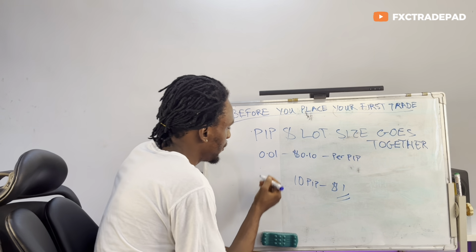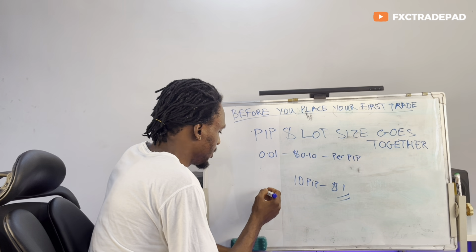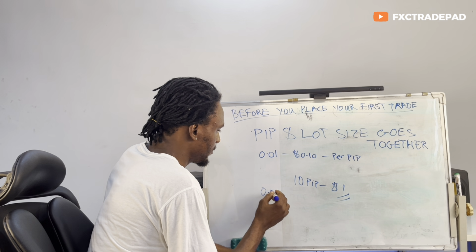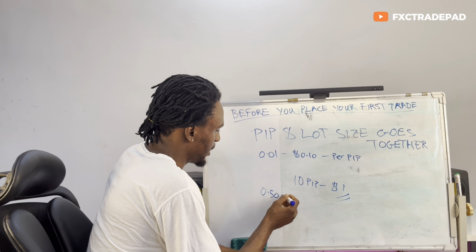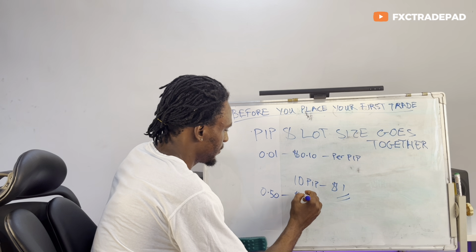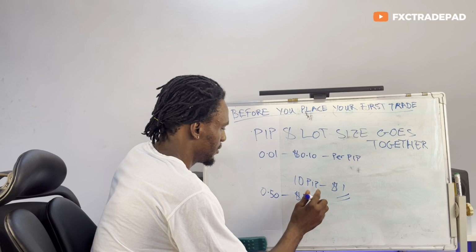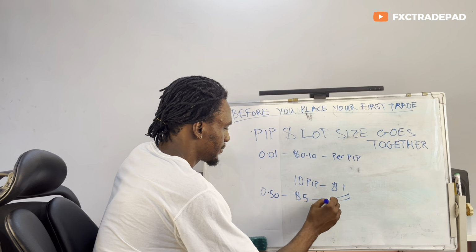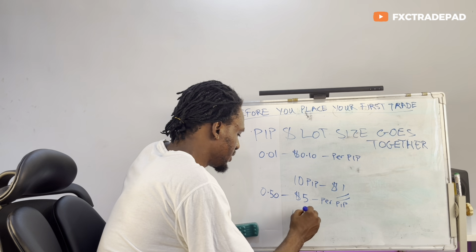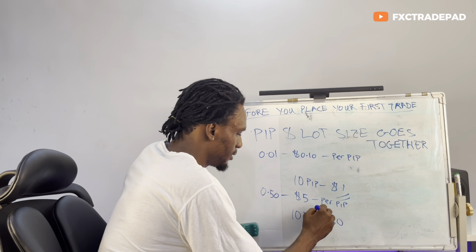So for an example, let's talk about mini lot size. Which mini lot size would I use? Let's say 0.50. For every 0.50, it is equivalent to $5 per pip. So for the market to move 10 pips in profit, you are making $50. That's what you are making.